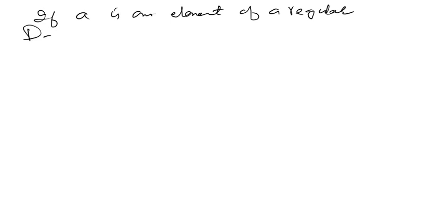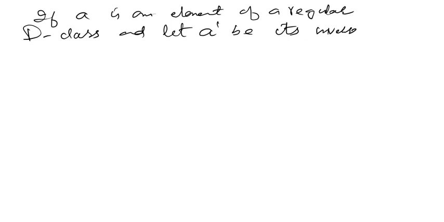So let's see this egg box. If A is an element of a regular D class, then it has an inverse because every element of D is regular, so that means A is regular. And you have seen that if A is a regular element, then it possesses an inverse. And let A prime be its inverse. आप इसको एक्सरसाइज की फॉर्म में ही लिख दीजिए या असाइनमेंट की फॉर्म में.